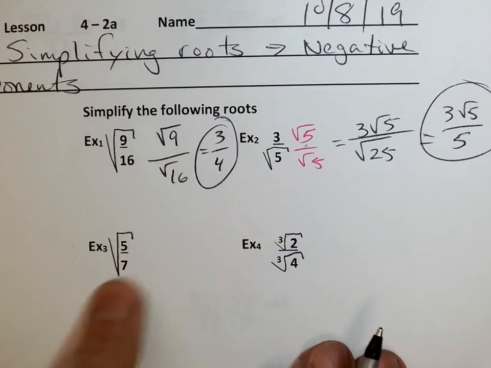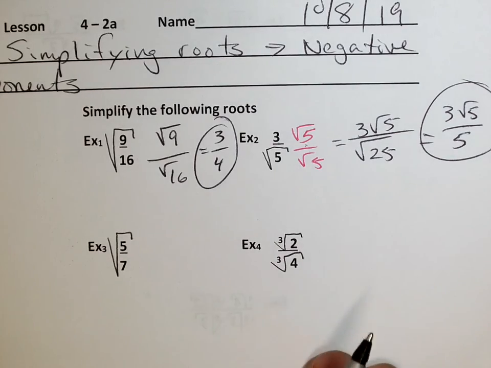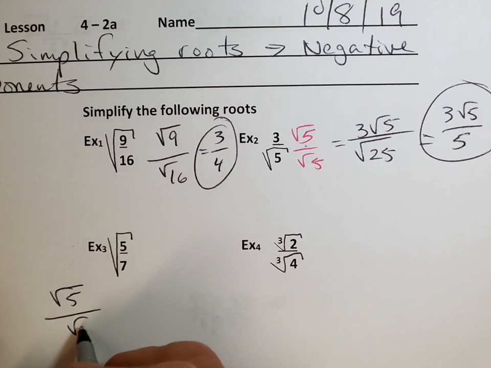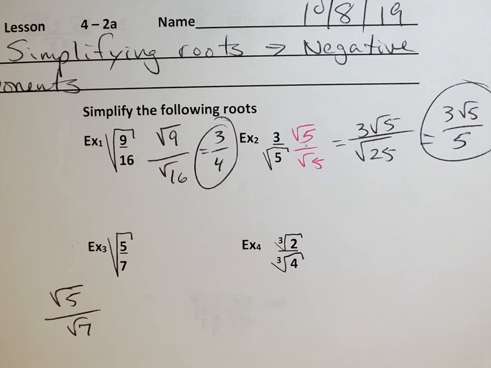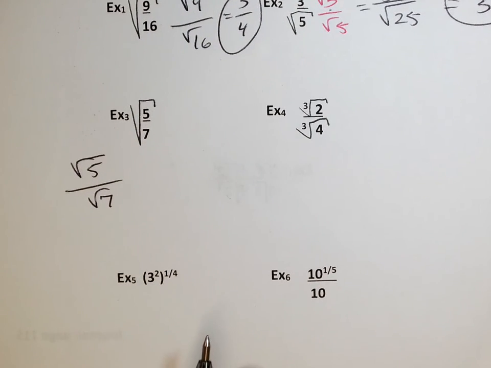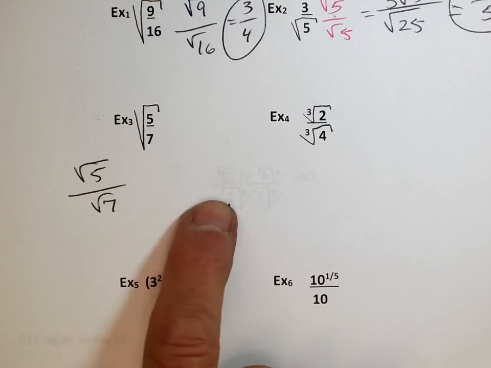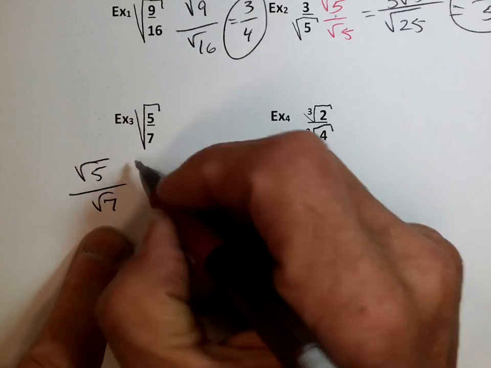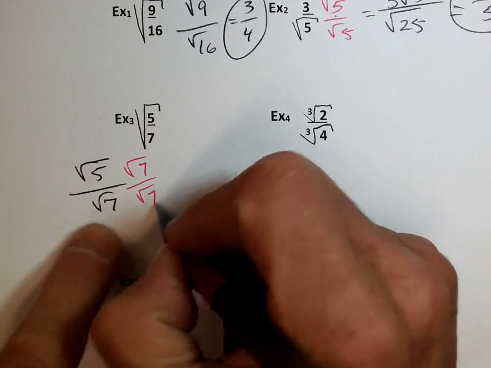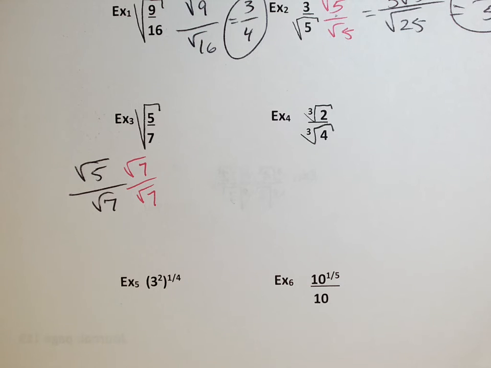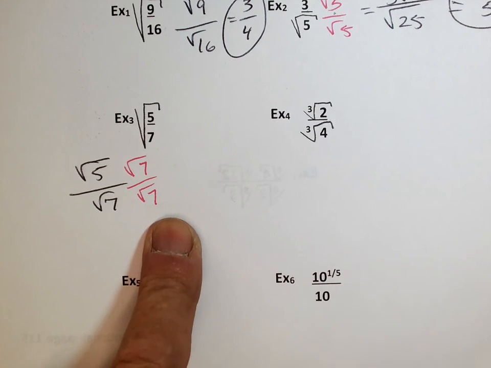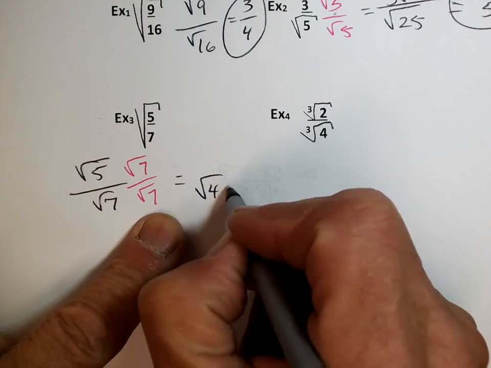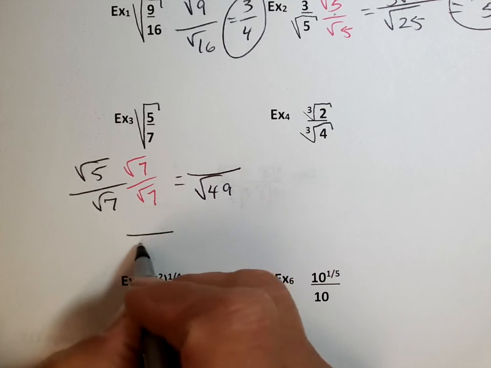Example 3 is just like example 2, but first we've got to make it look like example 2, because I'm going to rewrite it as the square root of 5 times the square root of 7, okay? When I do that, again, we're going to fix the problem with the problem. See, I need to make the square root of 49 down here so I can take the square root of 49, right? So I'll multiply by the square root of 7 over square root of 7. That's why I say fix the problem with the problem, because then I make a perfect square.